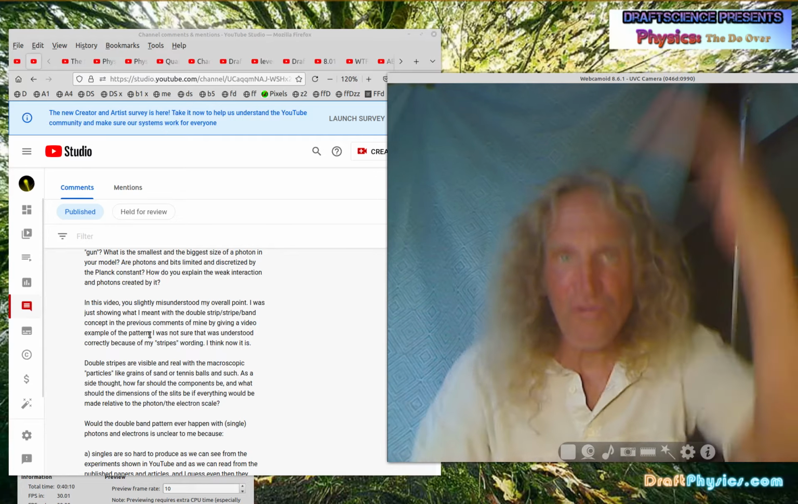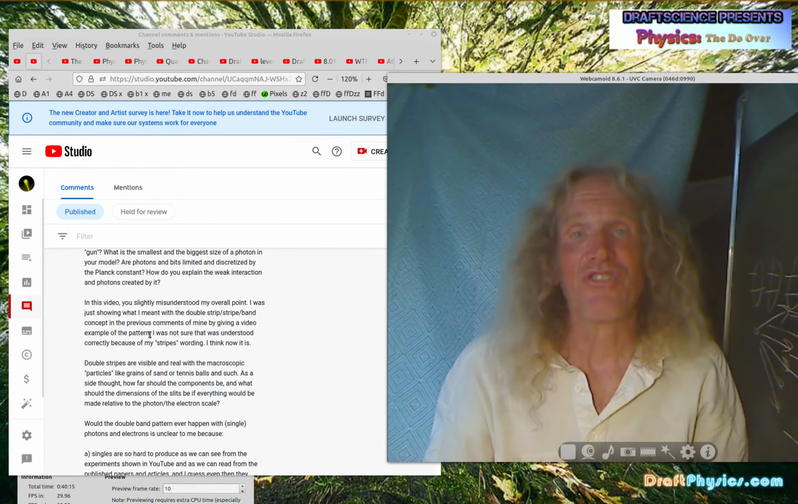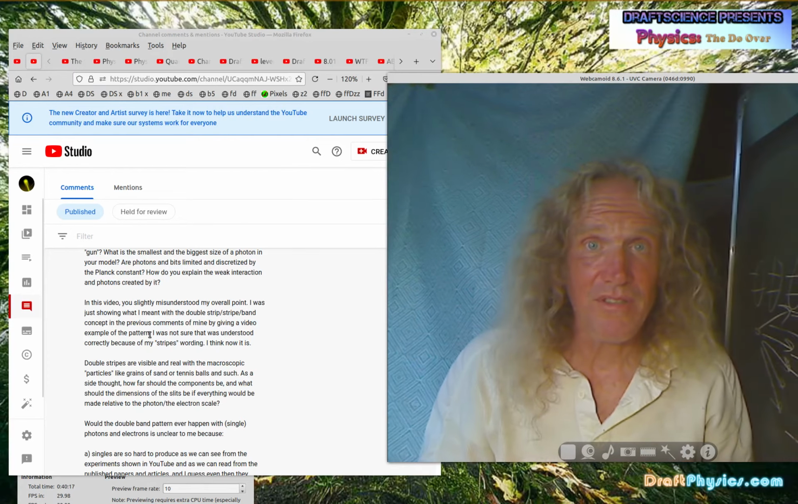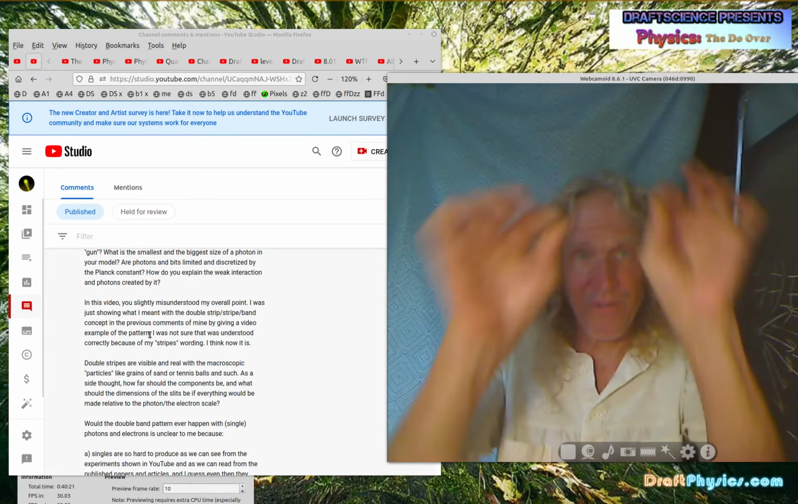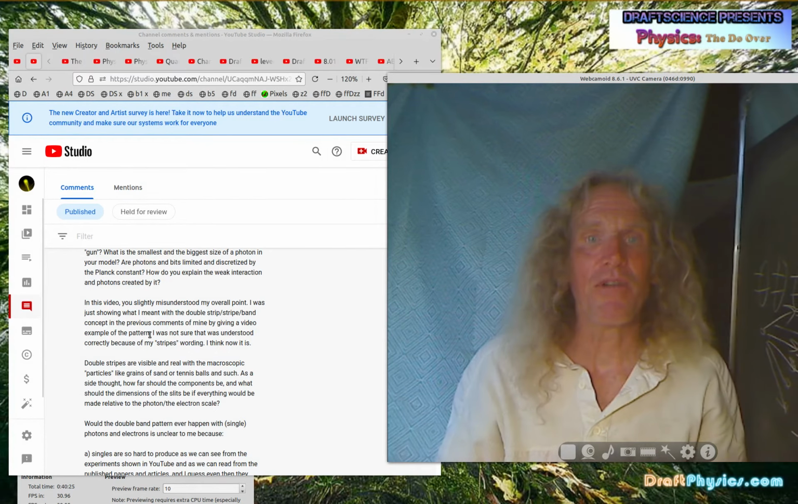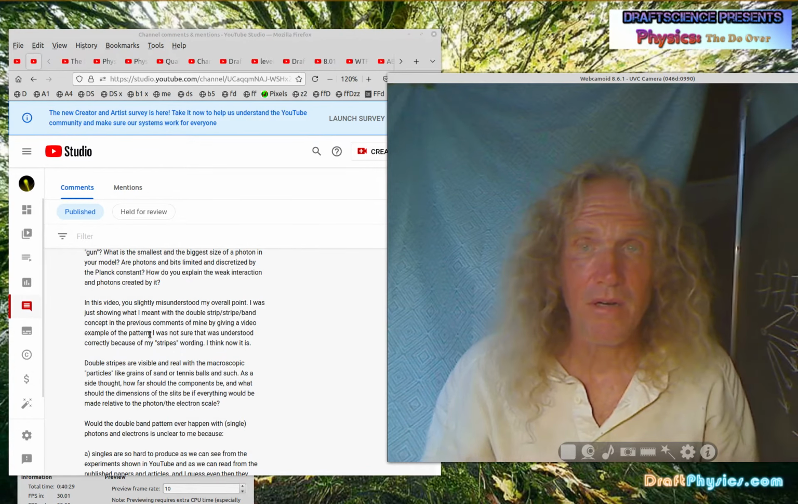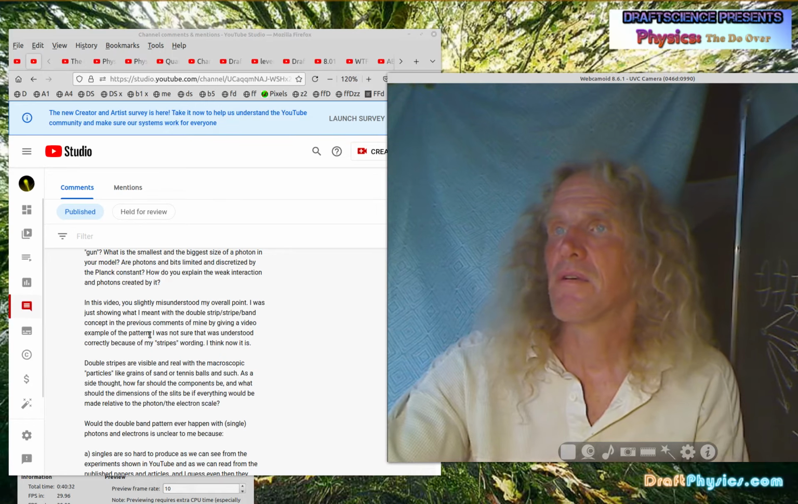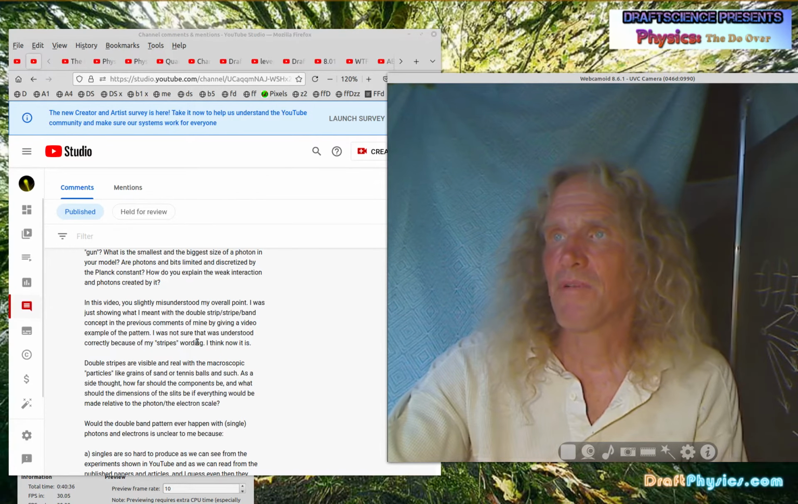If you stretched the dropping sand out of the two slits to the right proportions and made the sand not gravitationally pulled into a straight line, allowed the sand that came out sideways to keep going sideways, guess what? Your two stripes will disappear. In the previous comments, blah, blah, blah, I was not sure that was understood correctly because of my stripe wording. I think it is now.